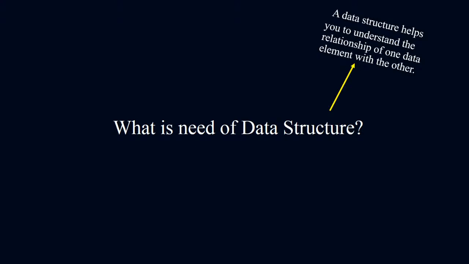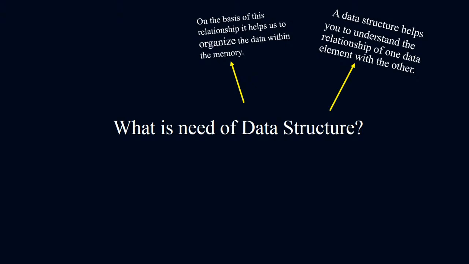There is also a relationship between these numbers, like 1 will be followed by 2, 2 will be followed by 3. So, what is the need of data structure? A data structure helps you to understand the relationship of one data element with other data element. On the basis of this relationship, it helps us to organize the data within the memory. Once you understand the relationship between data, it will be helpful for you to organize the data within the computer memory.